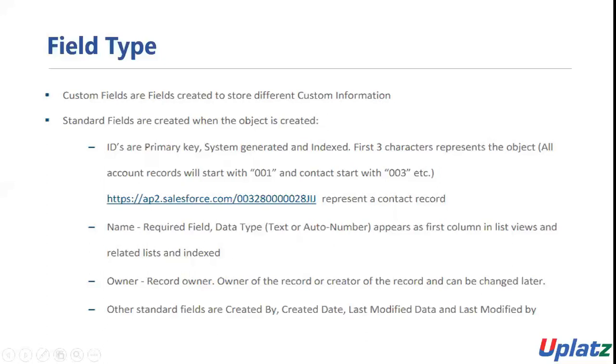As we have already seen, when we create an object, we have to create a name field where the API name remains name, but we can change its label, and we have only two options for data types, either text or auto number. Text is just a string field, and auto number, as its name signifies, auto increments itself. Owner of the record or creator of the record can be changed later. Other standard fields are created by, created date, last modified date, and last modified by, as we have seen all these on our student object.